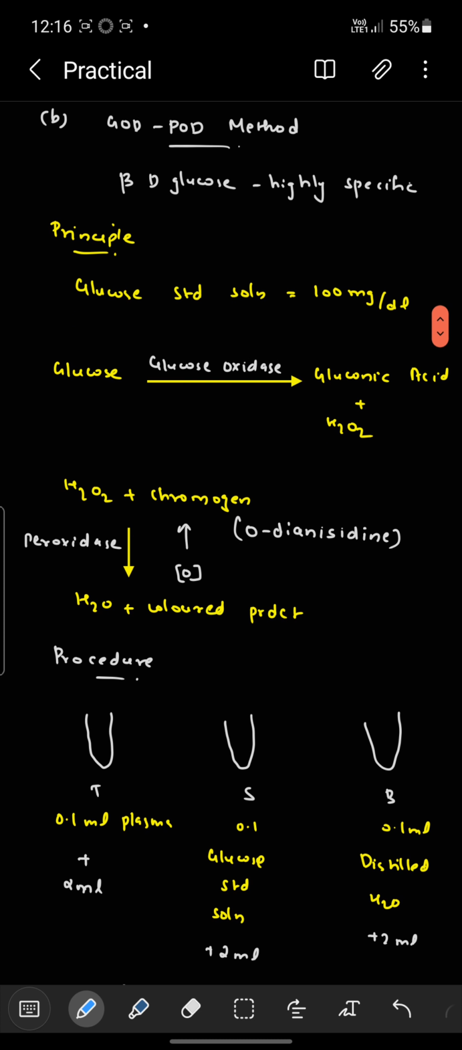Now, what is the principle? The standard glucose solution is 100 mg per deciliter. When glucose oxidase is added, the glucose is converted into gluconic acid and hydrogen peroxide. When we add peroxidase, this hydrogen peroxide is converted into water and nascent oxygen. When we add a chromogen, which is a colorless substance, this nascent oxygen reacts with the chromogen to form a colored product. The chromogen we use is O-dianisidine.